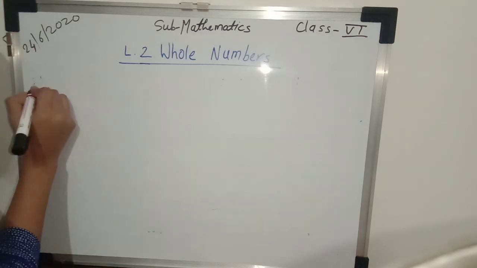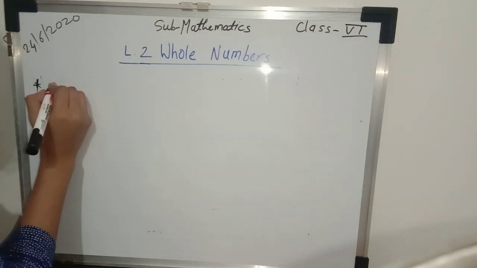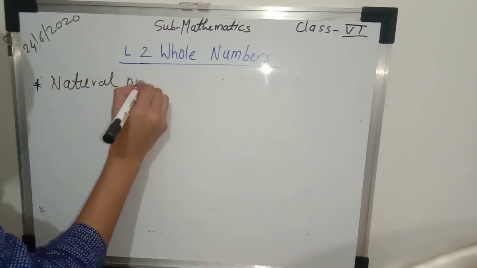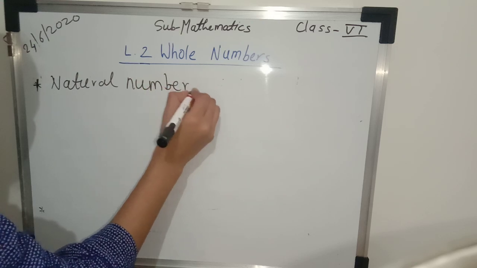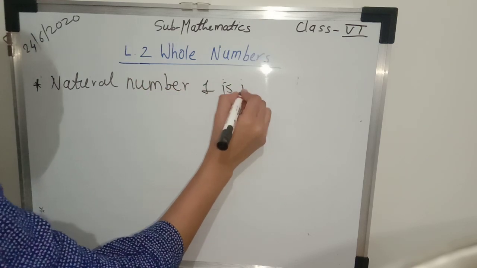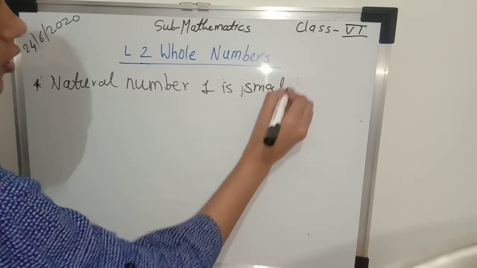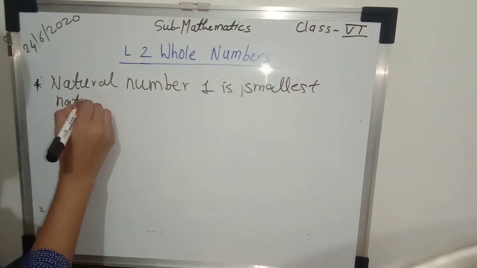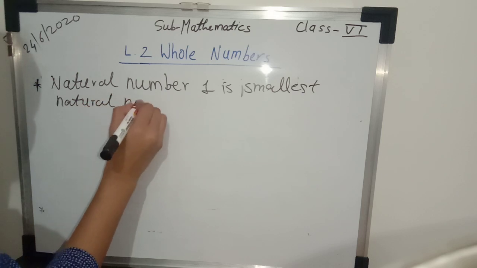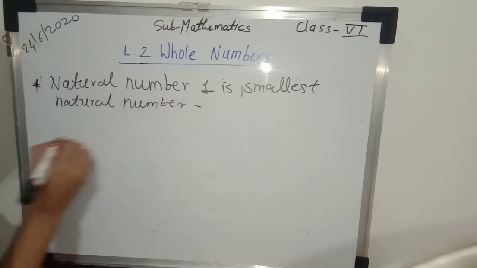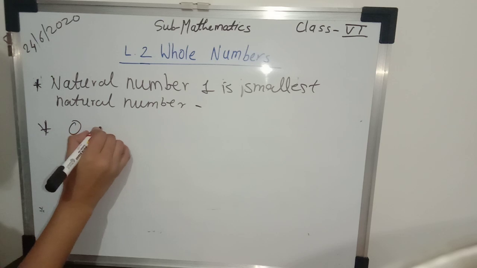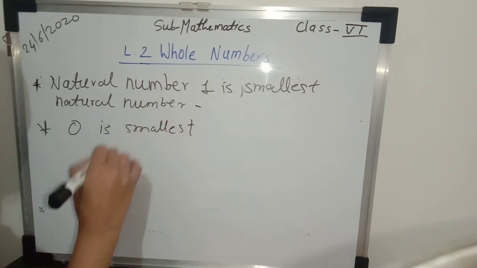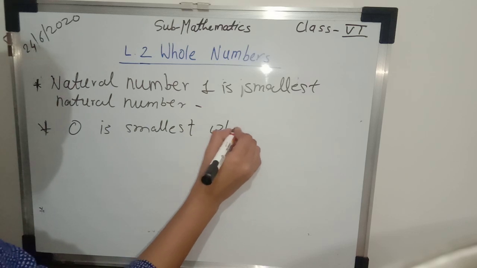Now one more important thing, students: in natural numbers 1 is the smallest natural number, and in whole numbers 0 is the smallest whole number.